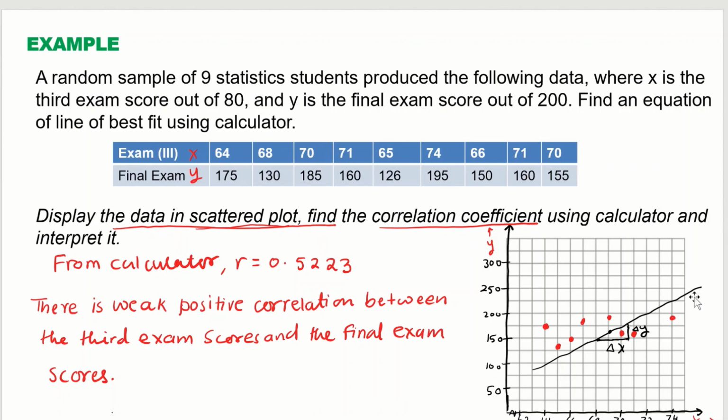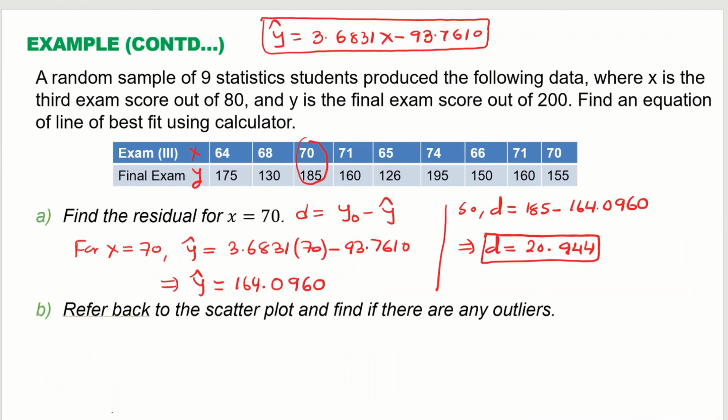If I look at my line of best fit, which is the equation y hat equal to 3.6831x minus 93.761, you can see that most of the points are fairly close to this line, but there is one point which is a little bit far, which is 64, 175. That should be the outlier because it is far from the line of best fit. So we say, by looking at the scatter plot, 64, 175 is an outlier because it is far from the line of best fit.